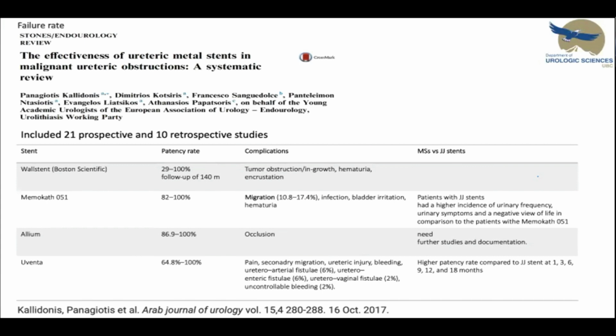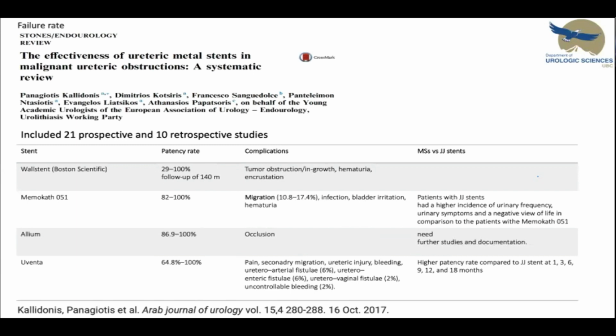When it was compared to a double J stent, it was found that patients with a double J stent had a higher incidence of urinary frequency, urinary symptoms, and negative view of life compared to patients with Memokath. The Allium stent has a patency rate between 86.9 and 100%. The major complication was occlusion, but further studies and documentation are needed to draw a solid conclusion.